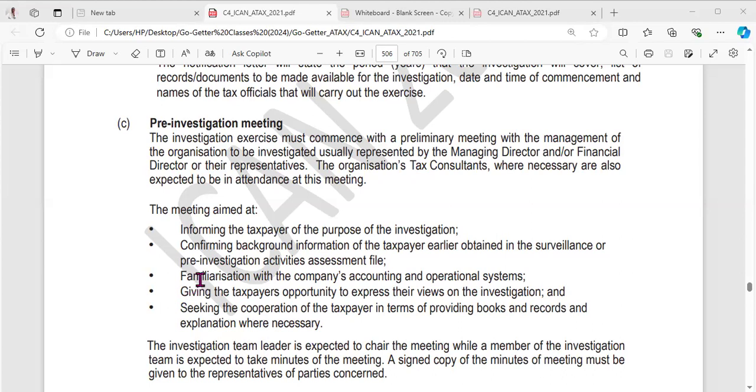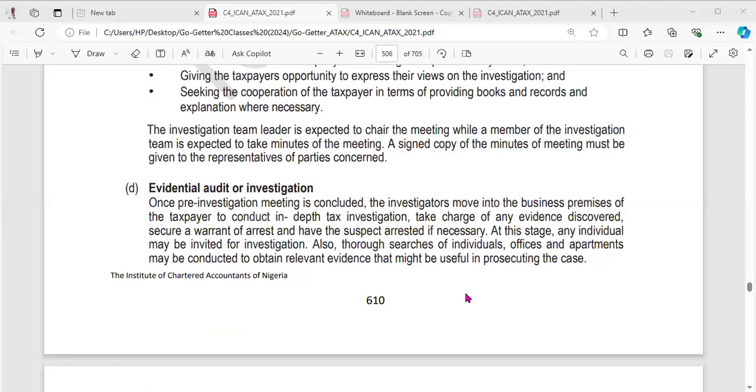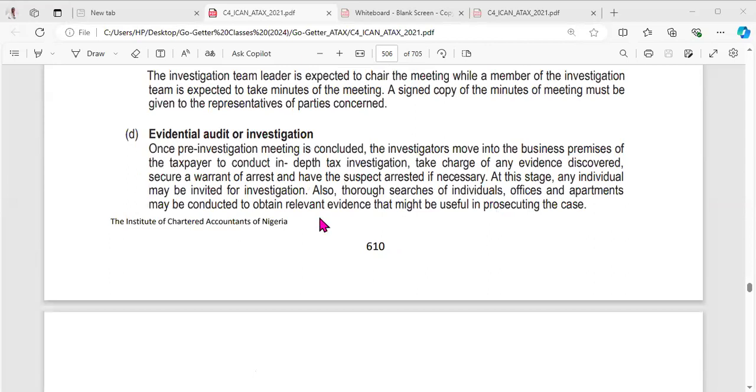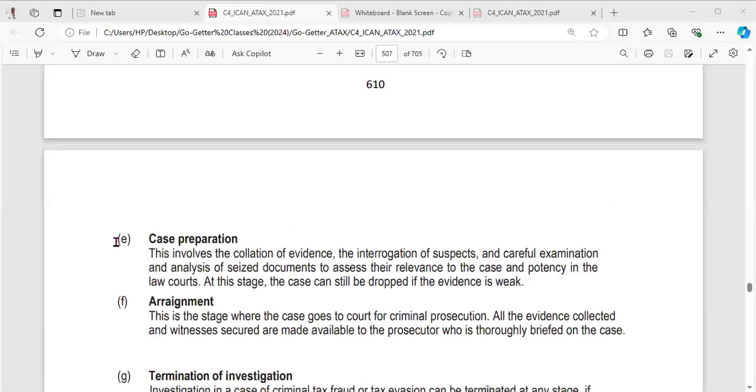Then the eventual audit or investigation will begin. They will conduct an in-depth search or investigation in the business premises of the taxpayer, and if possible, they may want to issue a warrant of arrest to arrest any suspect that needs to be arrested. Then when they have done their search and produced some evidence and made some arrests, they will need to prepare a case. Then when they prepare the case and they see that they have necessary evidence to arraign the defendant to court, they will now prosecute the criminal in court.